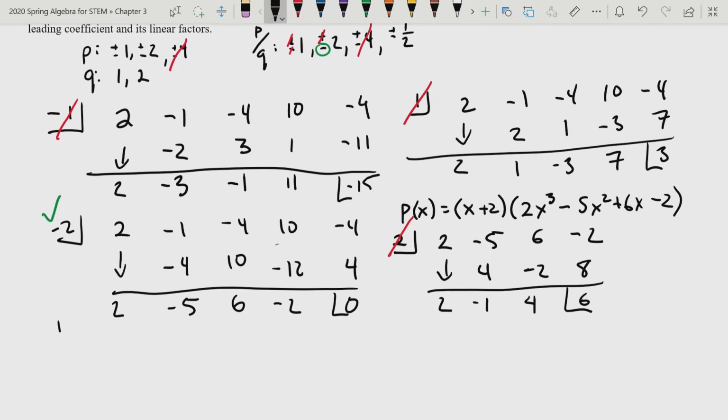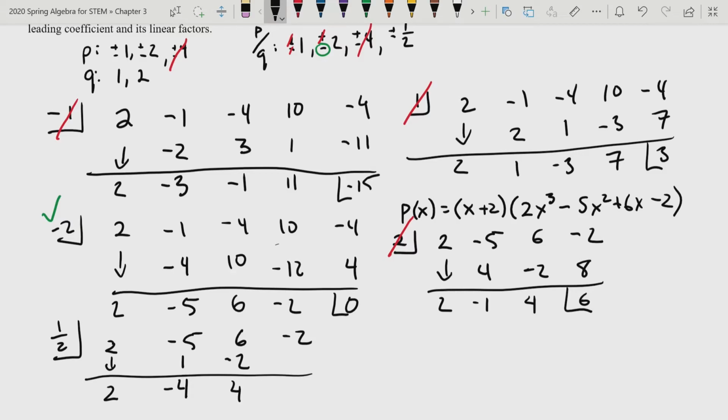Next, we'll try a half. Again, 2, -5, 6, -2. We bring this down. 2 times a half is 1. -5 plus 1 is -4. -4 times a half is -2. 6 minus 2 is 4. 4 times a half is 2. -2 plus 2 is 0. This one's okay.